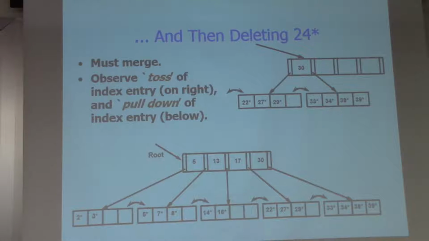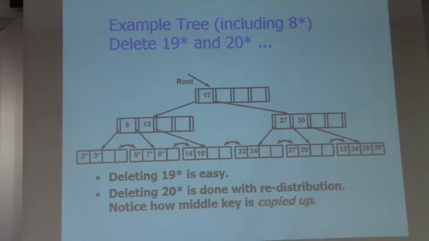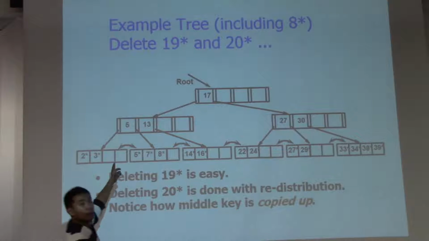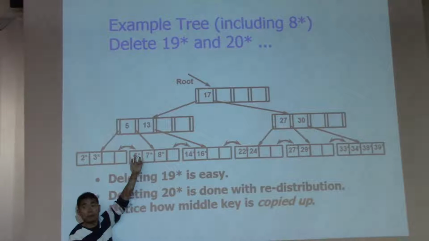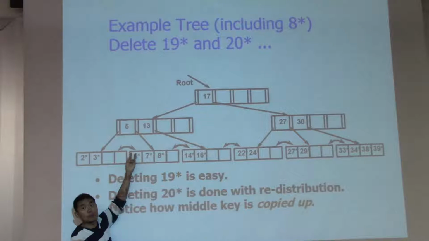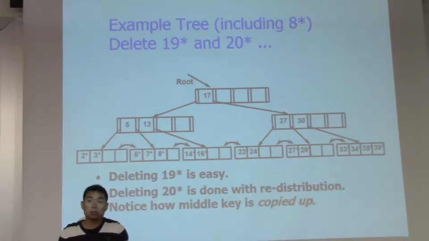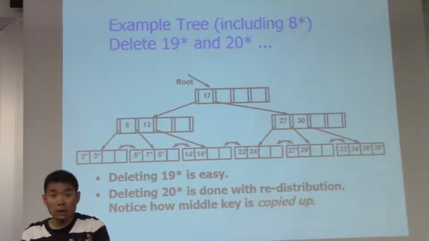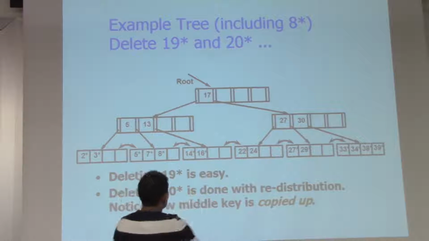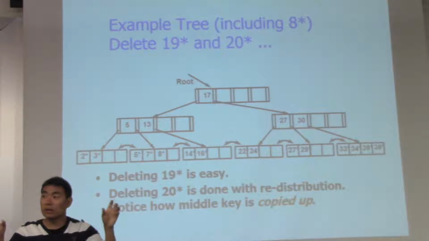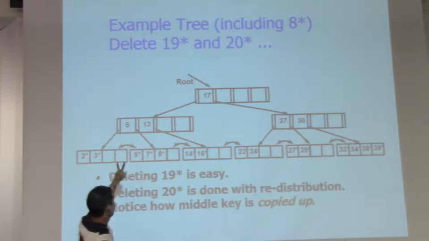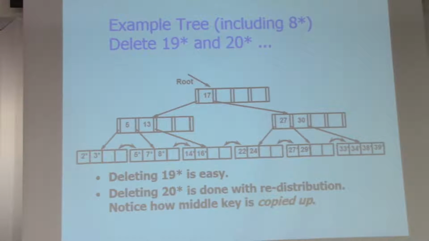So this node now becomes underutilized. So I have to do something about it. In this case, you try to do redistribution with your sibling node. Can you? You cannot, because your sibling node only has 2 entries. You have 1 entry. Again, you cannot do redistribution. So you merge again. So you merge this node with only entry 30 with this node with 5 and 13.